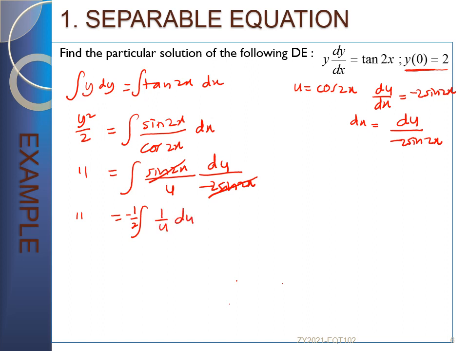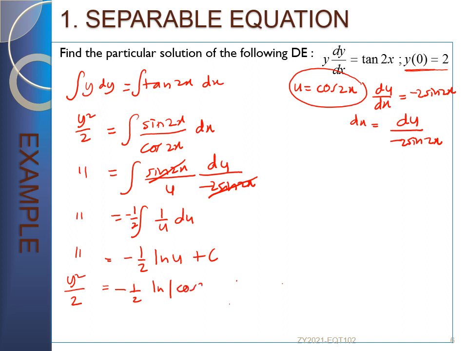Integrate 1/u du, this one is still the same: −1/2 ln u. Let's see, we don't want the u, we want the x. So u is equal to this one. So we substitute back: −1/2 ln cos 2x plus c. You can just stop here, it doesn't matter.